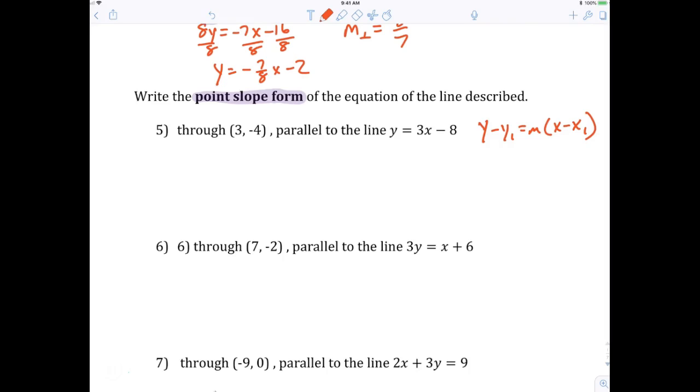All right, first of all, this is parallel. So the first thing I want you to do is tell me what's the slope of the parallel line. Someone. 3. Thank you. Anybody not know the slope of the line is 3? And it's passing through the point 3, negative 4.